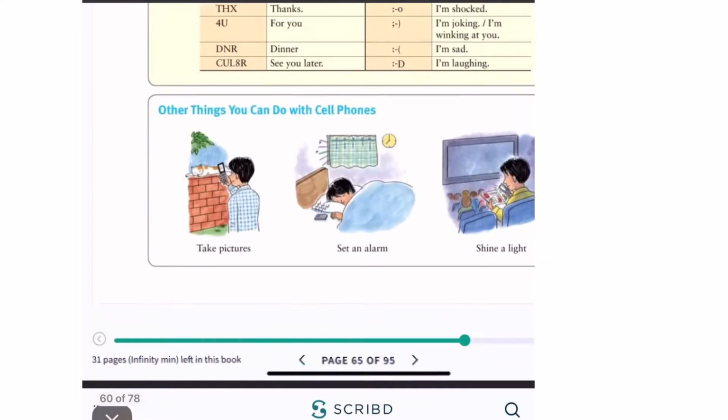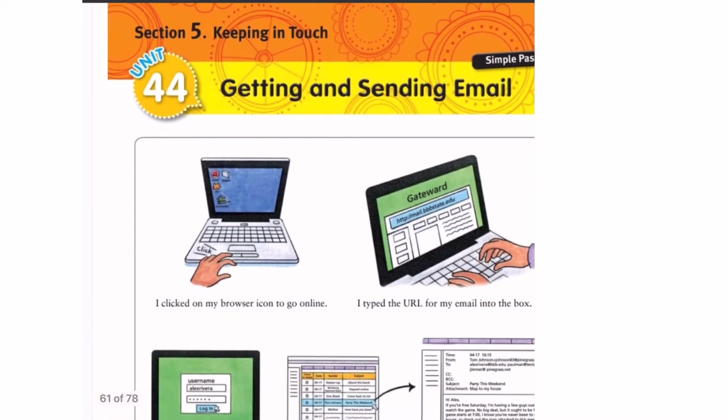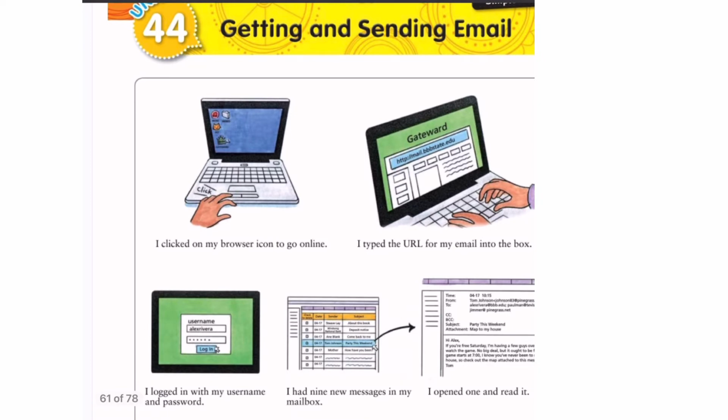Section 5. Keeping in touch. Unit 44. Getting and sending email. I clicked on my browser icon to go online. I typed the URL for my email into the box. I logged in with my username and password.